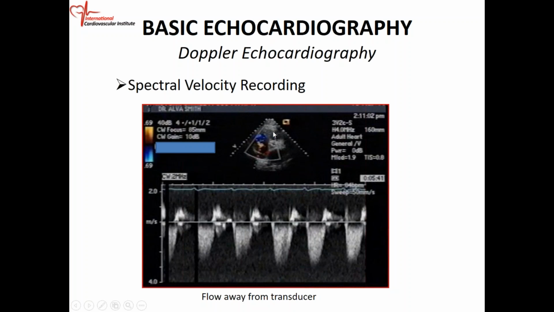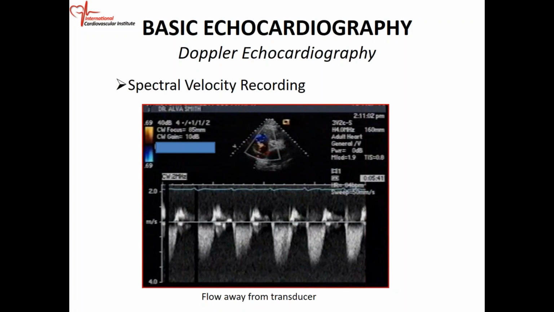Blood is moving from the right ventricle or right ventricular outflow tract across the tricuspid valve into the right atrium. It's moving away from the transducer. So when you have tricuspid regurgitation, blood moves from the right ventricle across the tricuspid valve into the right atrium. The normal flow of blood would be from the right atrium across the tricuspid valve into the right ventricle. But if you have tricuspid regurgitation, the blood is going to move in the opposite direction.